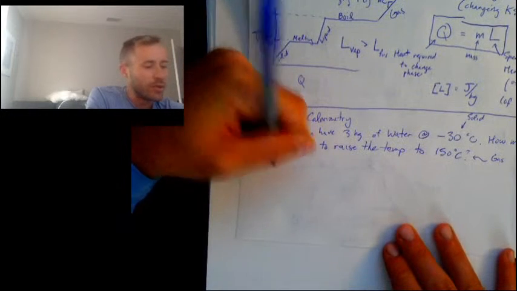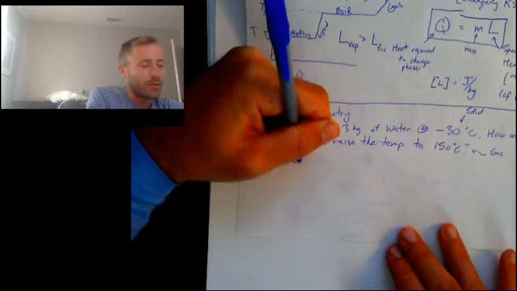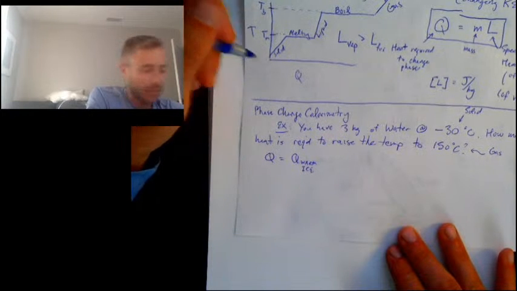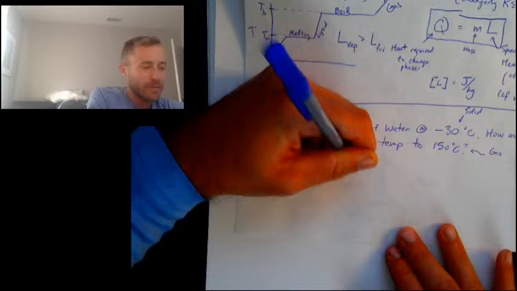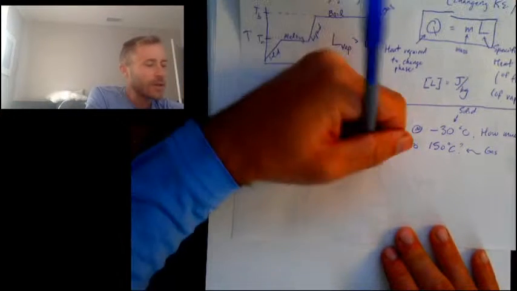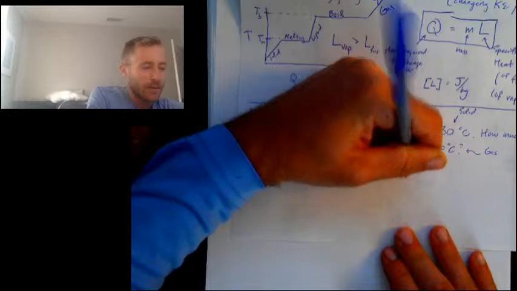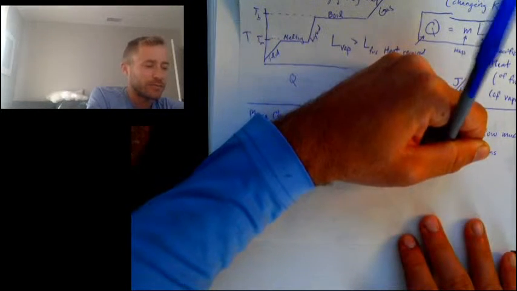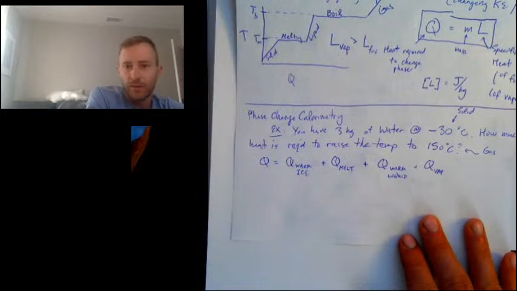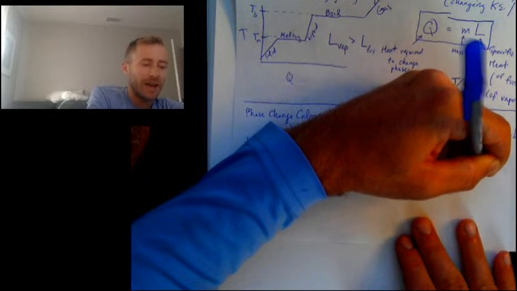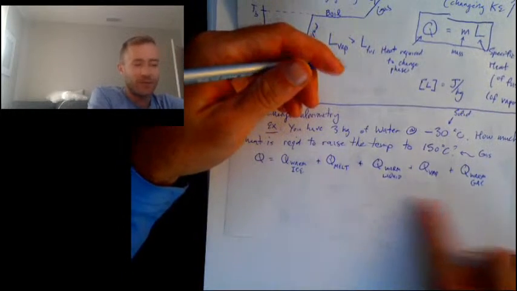Okay? So the total heat required is the heat required to warm up the ice to its melting temperature, plus the heat required to melt the ice, plus the heat required to warm the liquid, plus the heat required to vaporize the liquid. Now, after we vaporized it, it'll be vapor at 100 degrees Celsius, but we want to get to 150. So we have to go ahead and warm the gas now. So you see how we actually have 5 steps.